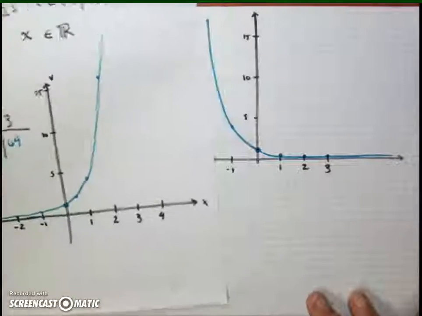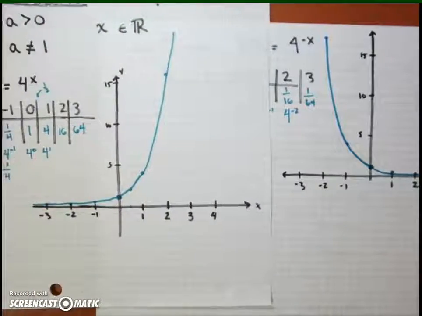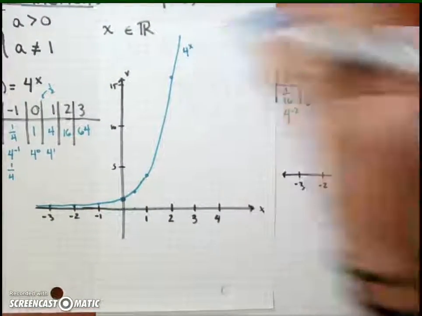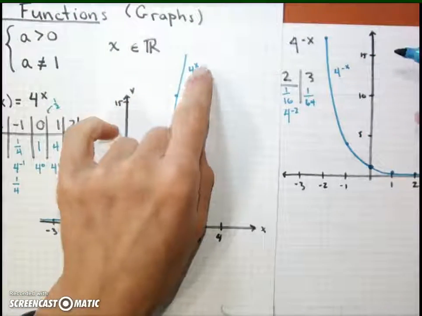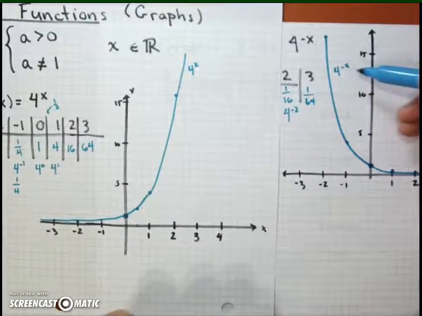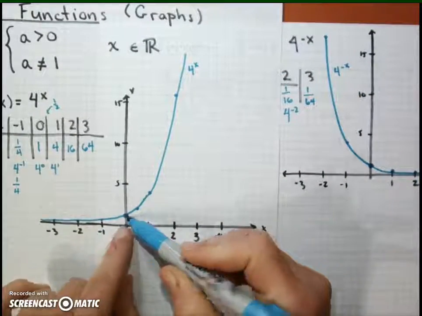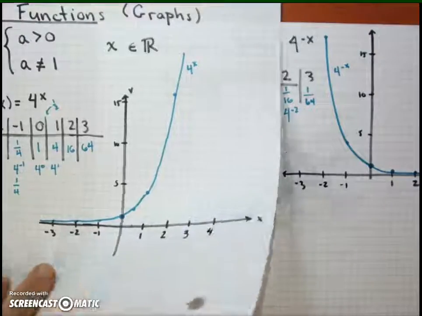So we can compare these two graphs. This one was 4 to the x, and this one was 4 to the -x. So when we had x, it was increasing. When we had -x, it was decreasing. Both of these go through the point (0, 1), and neither of them go below the x-axis. So let's summarize these ideas.